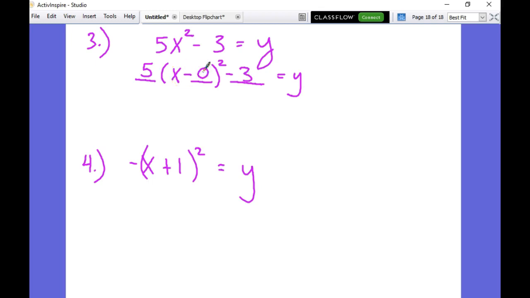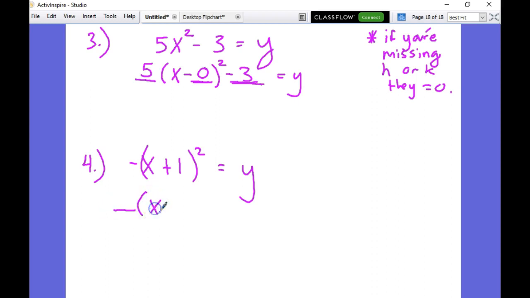Okay, so we might want to make a note here. If you're missing, and this applies to k as well, if you're missing h or k, they equal 0. So if you're missing either this number here or this number, then you can put a 0 there. Now you don't have to write it. If you could just do that mentally, I'm fine. But I'm writing it out for you guys. Okay, now this one, once again, we should have 3 numbers, but we're missing some stuff.